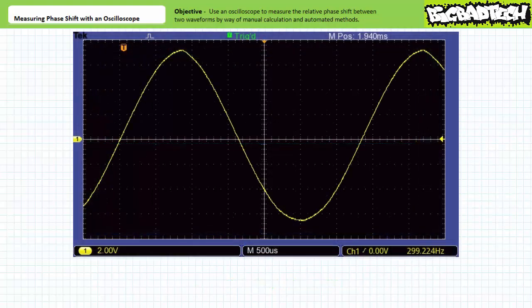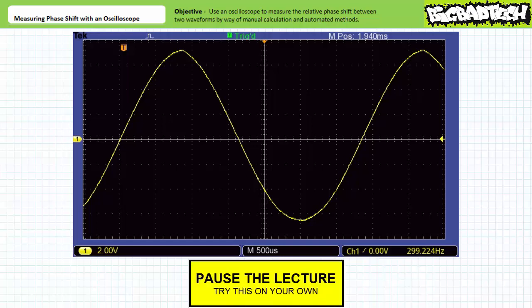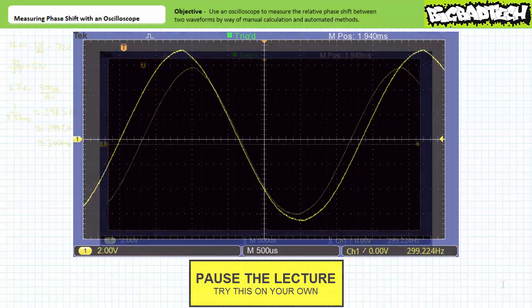When a sinusoidal voltage waveform is displayed on channel 1, we can use the scaled vertical and horizontal markers to measure various properties. By all means, pause the lecture and see if you can determine the peak value, the effective value, the period, and the frequency of this waveform. If you're tracking, you should have obtained the following values.